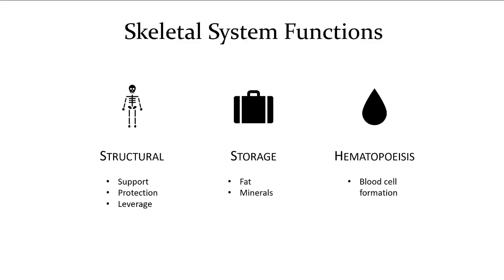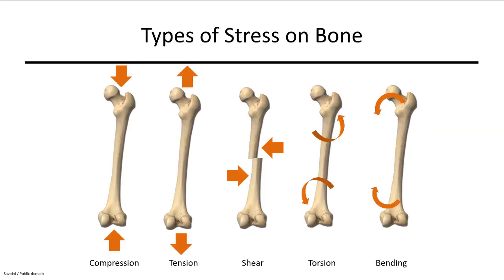The skeletal system has 3 main functions. One is structural in that it provides support for the body, protection for our organs, and leverage to allow our muscles to create movement. So bones don't make movement, muscles do. Bones provide support and leverage. Storage of fat and minerals, and a thing called hematopoiesis, which is a fancy name for blood cell formation.